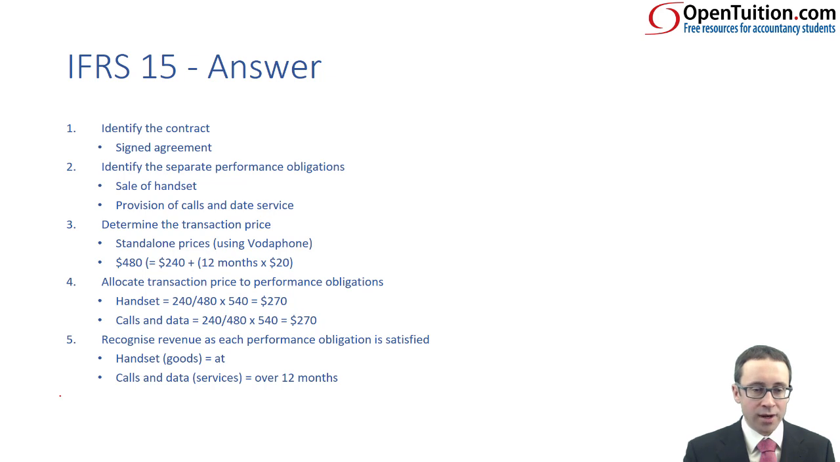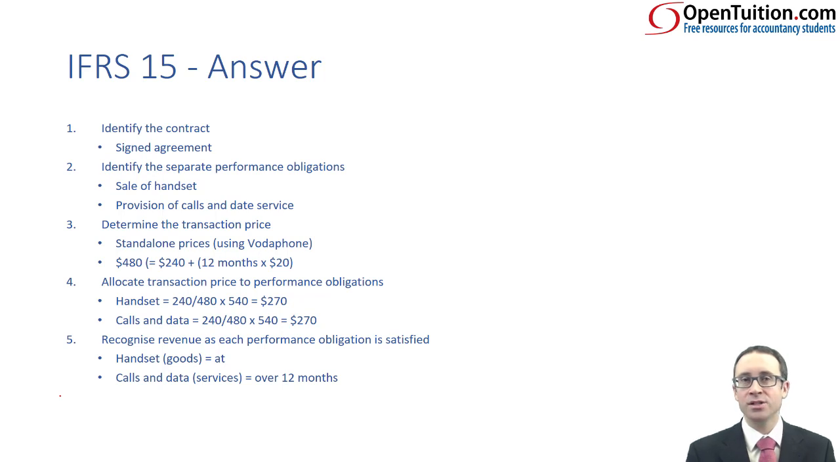3, determine the transaction price using the standalone prices. So you've got there $480. 4, allocate the transaction price to the performance obligations. So of the $540 within the contract, $240 of that $480, so half, goes to the handset. The calls and data, half of that goes there as well, because that was 12 months at $20 per month. So half of that goes to the call and data. So that $540 contract price is split between the handset and the calls and data.